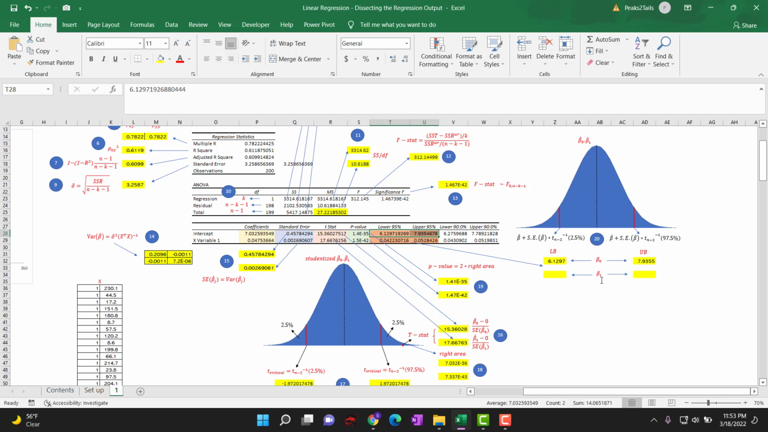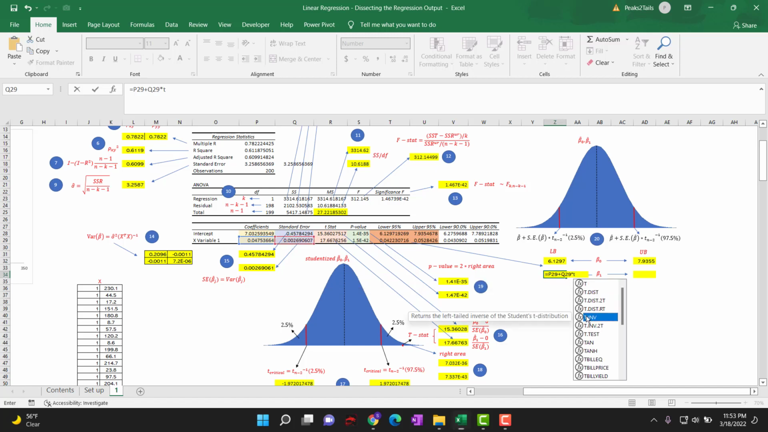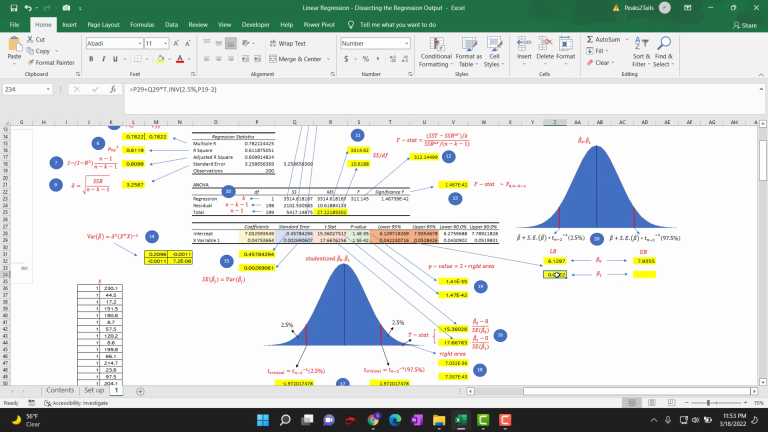Similarly, we can calculate for beta 1. So let me quickly do that. So this is the coefficient plus standard error times t inverse, probability 2.5%, and degree of freedom is 200 minus 2. And I'll copy this formula and paste it here, and here I just need to update the probability, and these two also match the output.